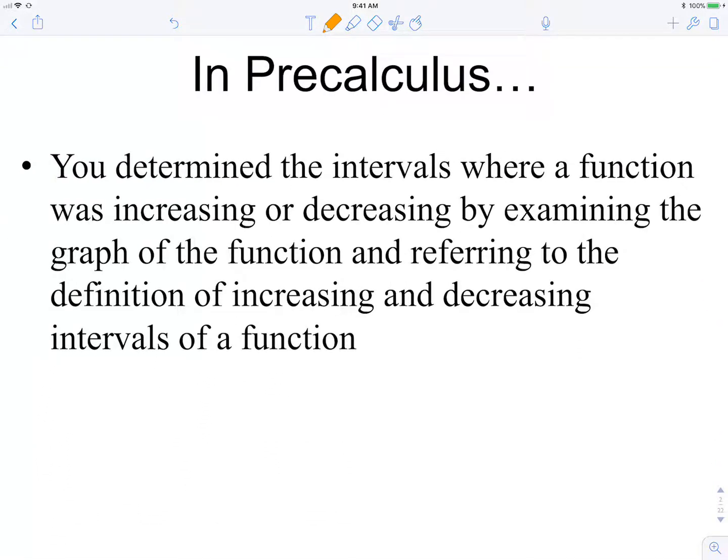So in pre-calculus, you guys determined the intervals where a function was increasing or decreasing just by eyeballing the graph, by looking at the graph and looking for where it looked like as x was increasing, y was also increasing, or whereas x was increasing, y was decreasing. And that's how you determined the intervals for where the function was increasing or decreasing.